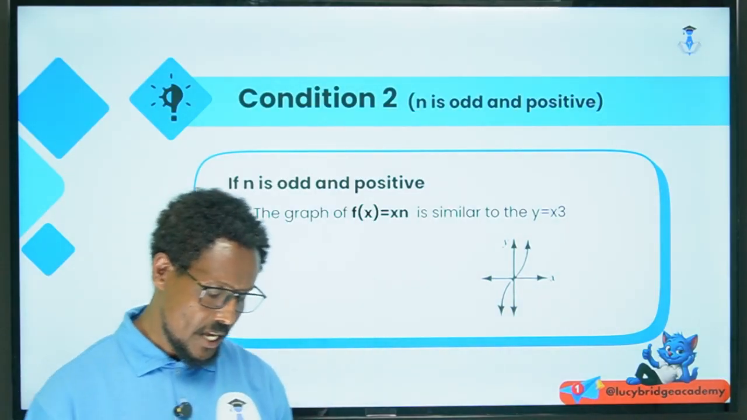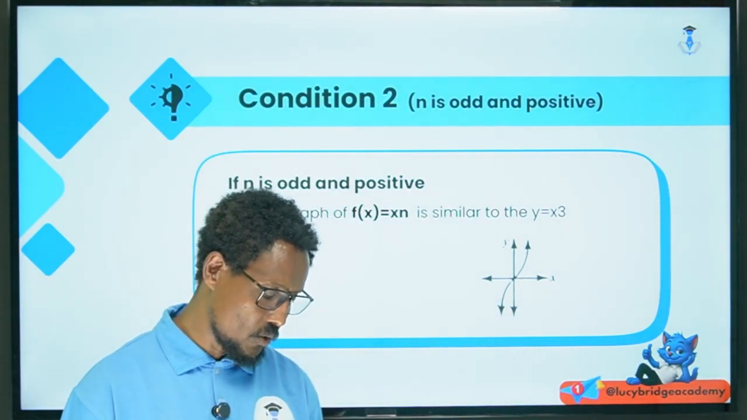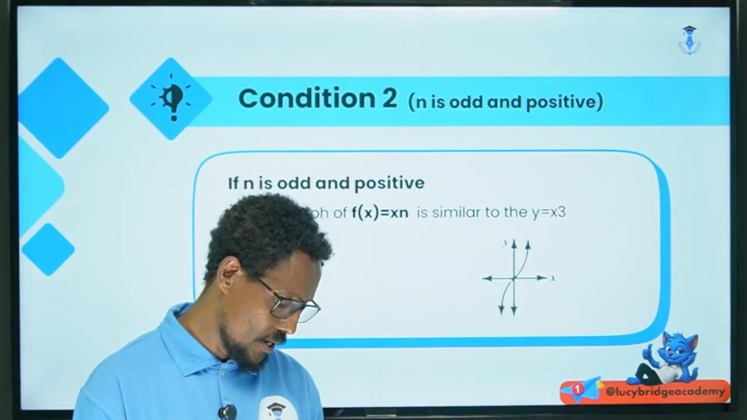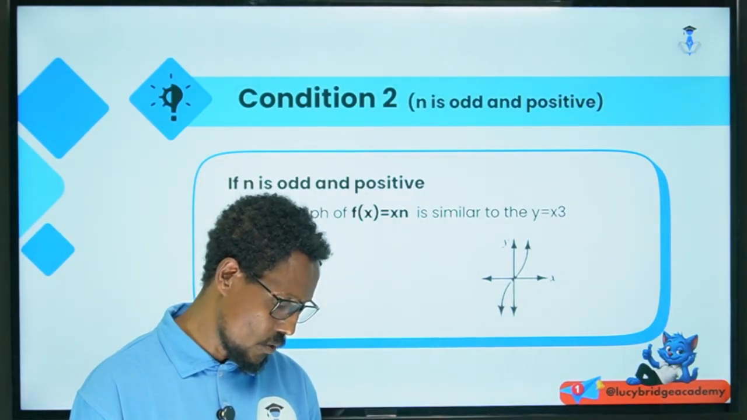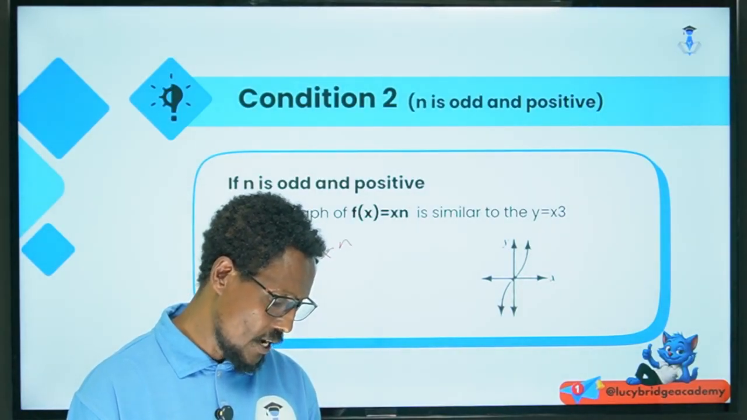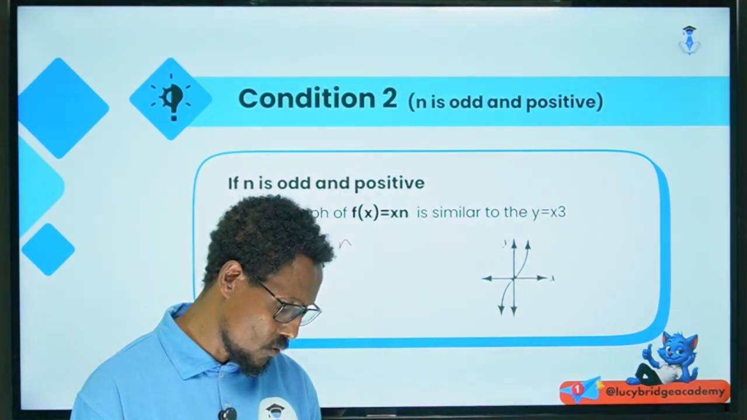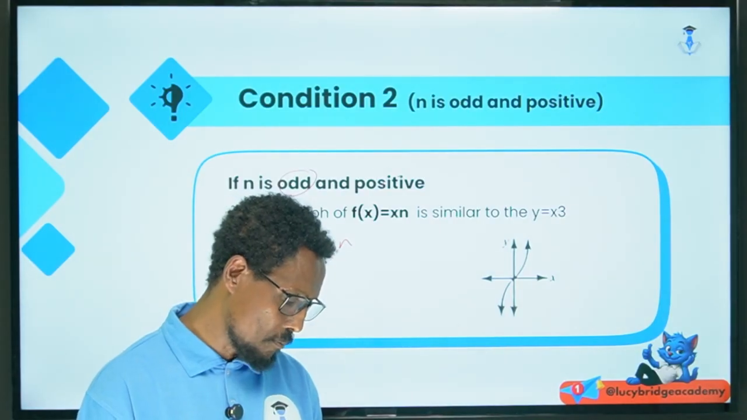Condition 2, f of x is equal to x to the power of n. That means f of x is equal to x to the power of n, where n is odd and n is positive.